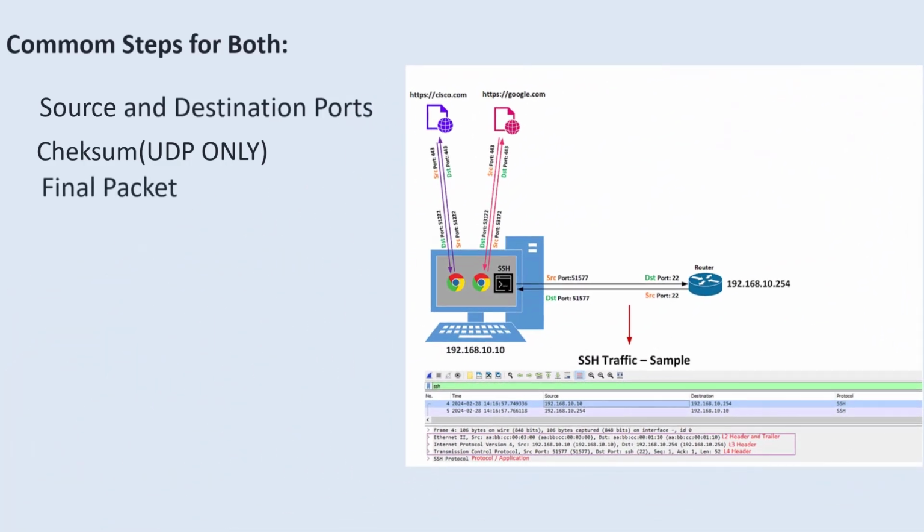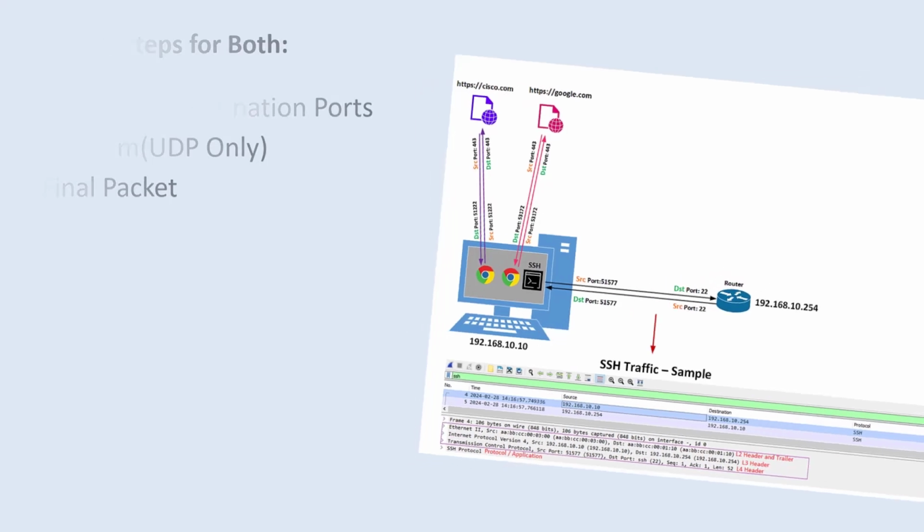Final packet. The final packet, including the encapsulated data and the transport layer header, is then passed down to the network layer for further encapsulation. This encapsulated packet, my friends, now with both transport and network layer headers, is ready to traverse the network. The specific details of the encapsulation process may vary based on the protocols and the networking stack being used.